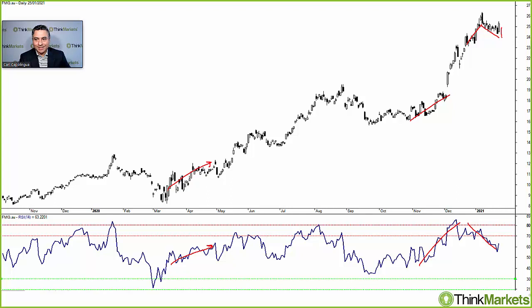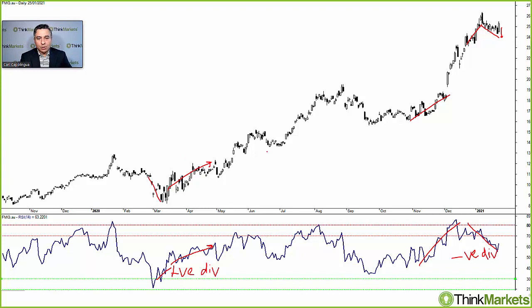I think Fortescue is down quite a bit today. There's another little one here where the price was kind of heading down through here, but the RSI started to turn around just before we had the bottom in the market there. So that would be an example of a positive divergence, and over here we've got an example of a negative divergence. Okay, negative predicting a fall in the price and positive predicting a potential rally. And that's just a couple of examples there.